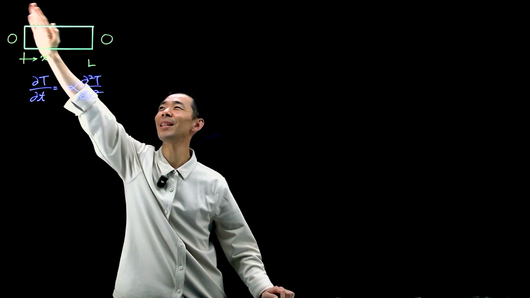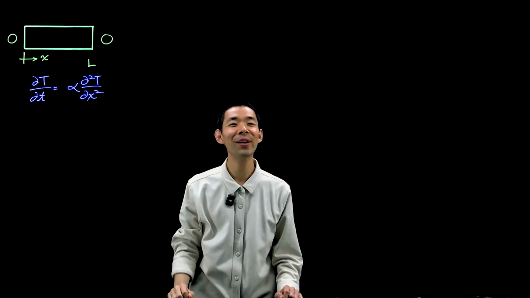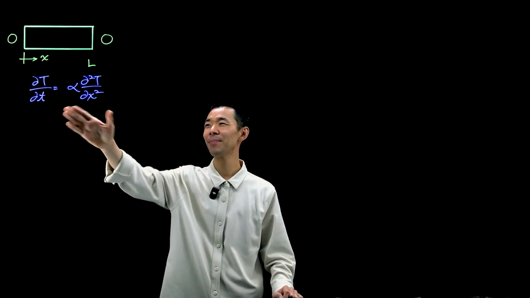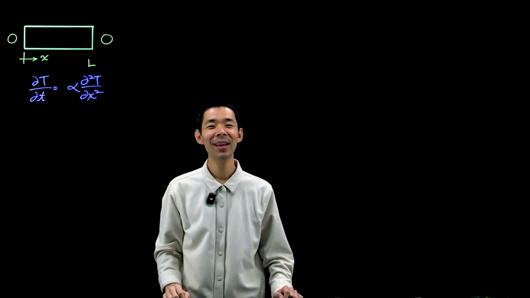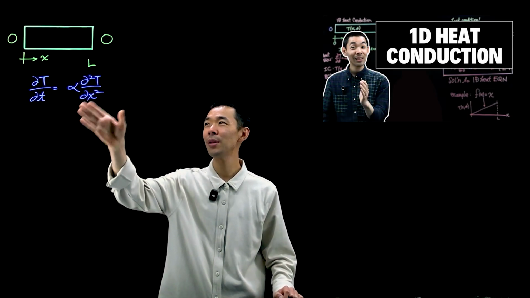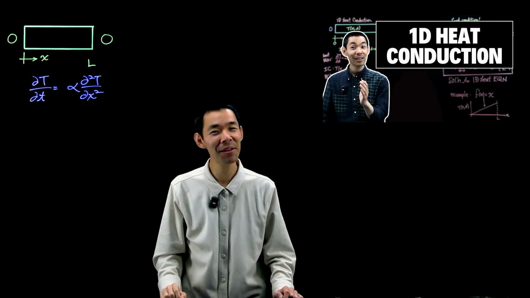The material is laterally insulated, therefore there is no variation along the y direction. So it's a 1D heat equation, which is shown right here. And through my other lectures, you know the solution to this equation with Dirichlet boundary conditions. It looks something like the following.